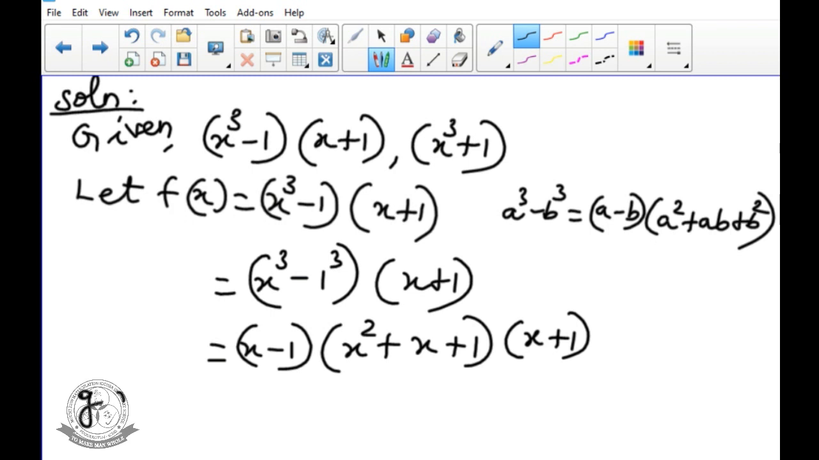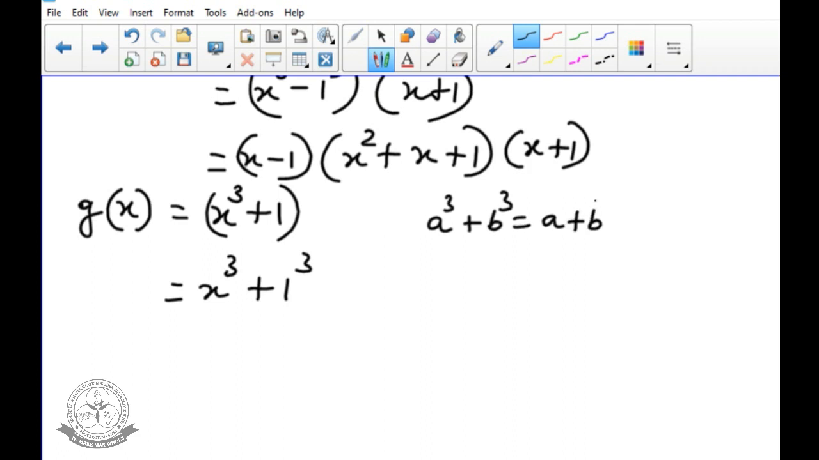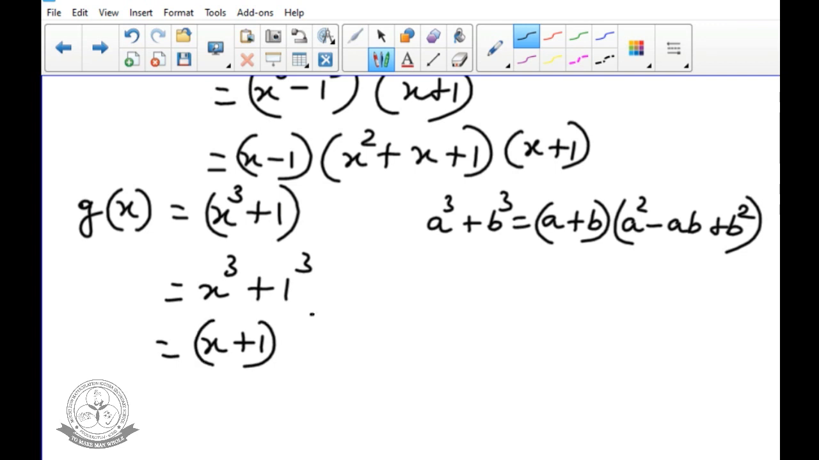Next we assume the second term is g of x. g of x equals x cube plus 1. x cube plus 1 we can also write as x cube plus 1 cube. This is a cube plus b cube. A cube plus b cube means a plus b into a square minus ab plus b square. This is the formula. So x cube plus 1 cube means x plus 1 into x square minus x plus 1. So this is g of x.